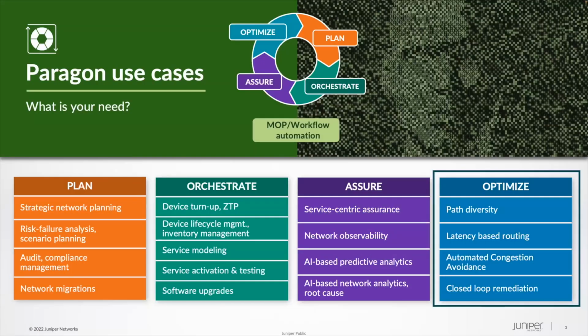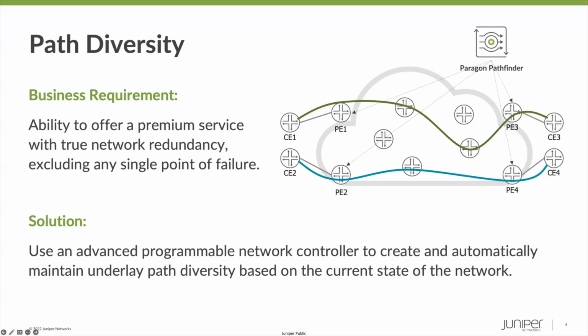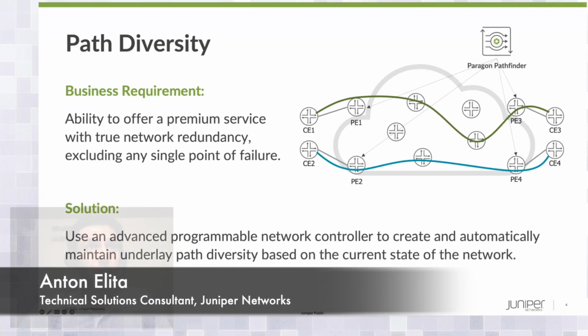We have been talking about Paragon Automation Suite and its applications in the network, from planning, orchestration, assurance, up to optimization. And today we'd like to go to a deeper dive into the last part, which is optimization in live network. Right, with the first case, which is path diversity.